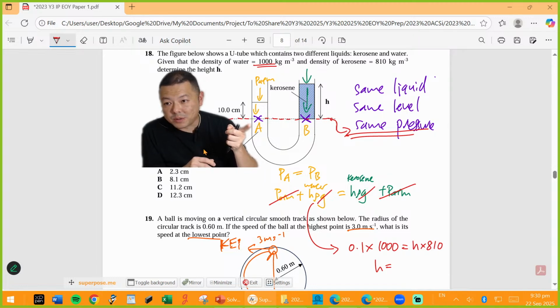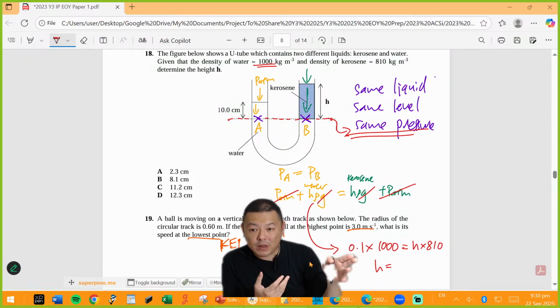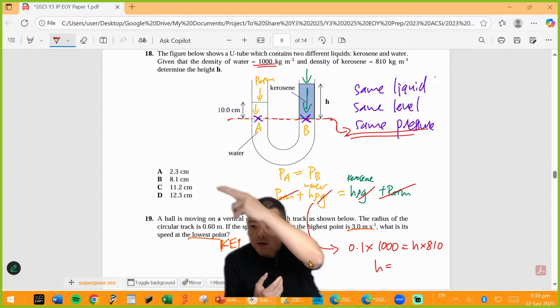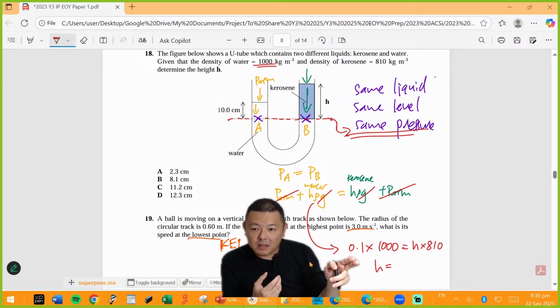Actually, that's not an issue. I was just trying to show you the proper way of doing it. Like H should be in meters. I can technically use 10 cm here. In fact, if I use 10 cm here, then my H will be given to me in cm, right? Which will be one of the answers here. What I did was convert it to meters, right?